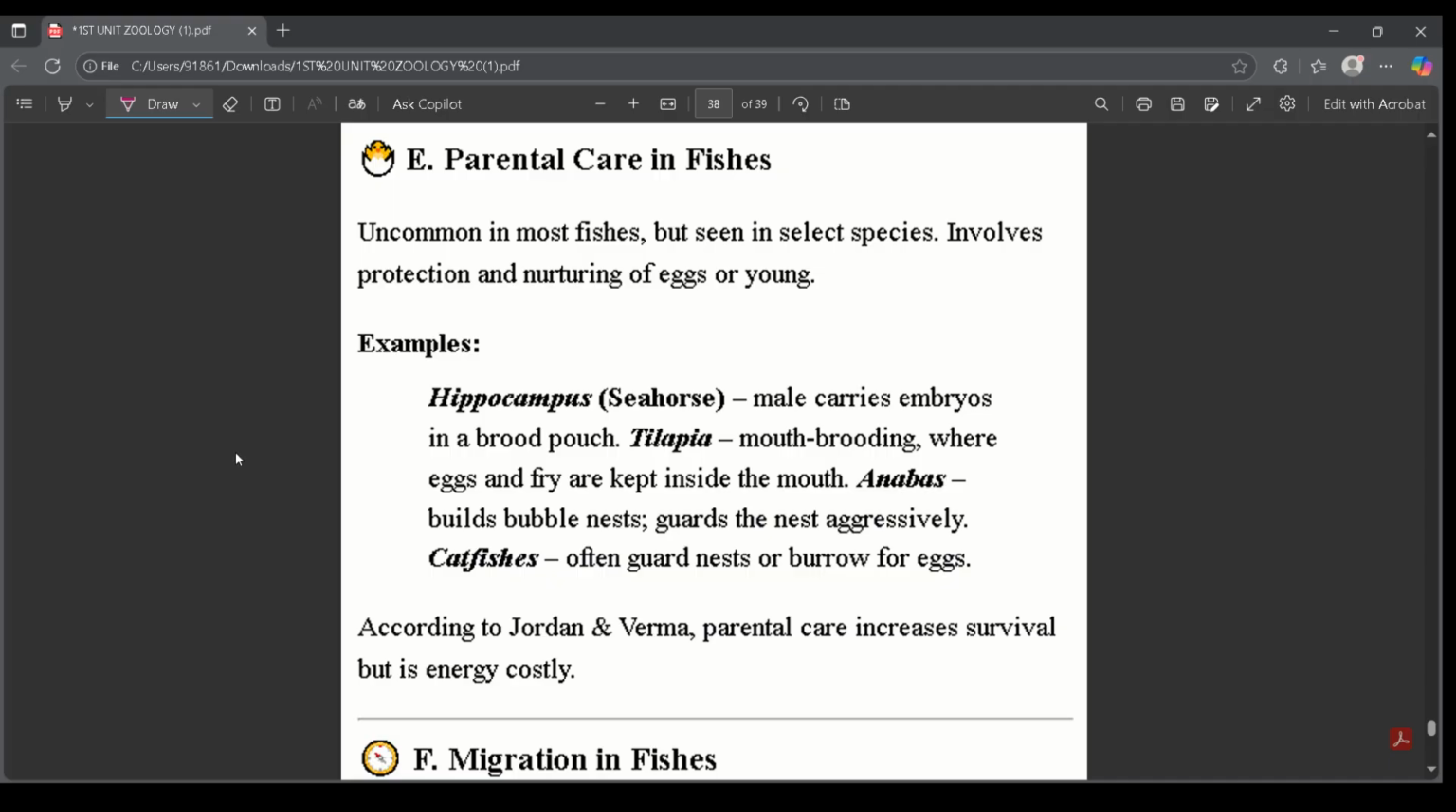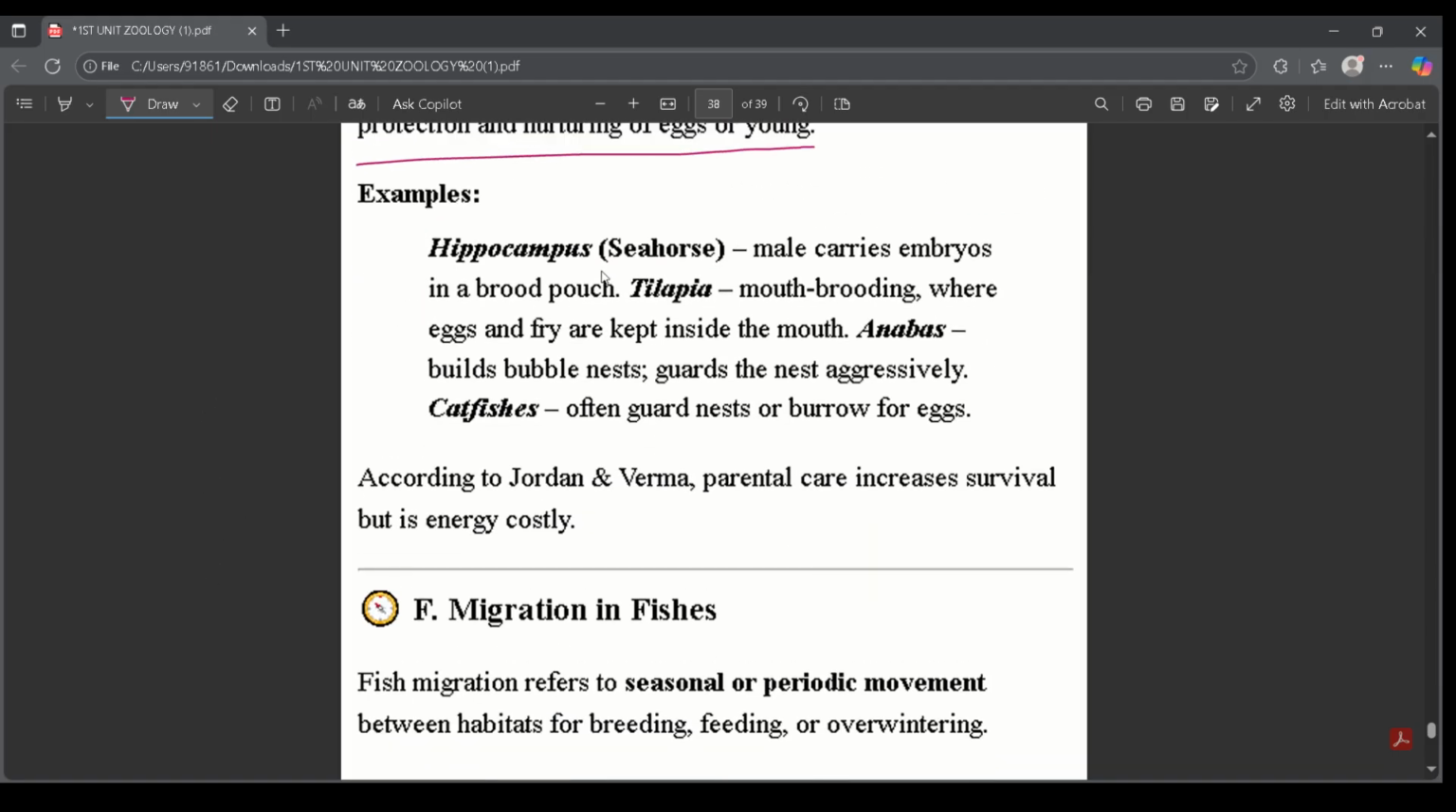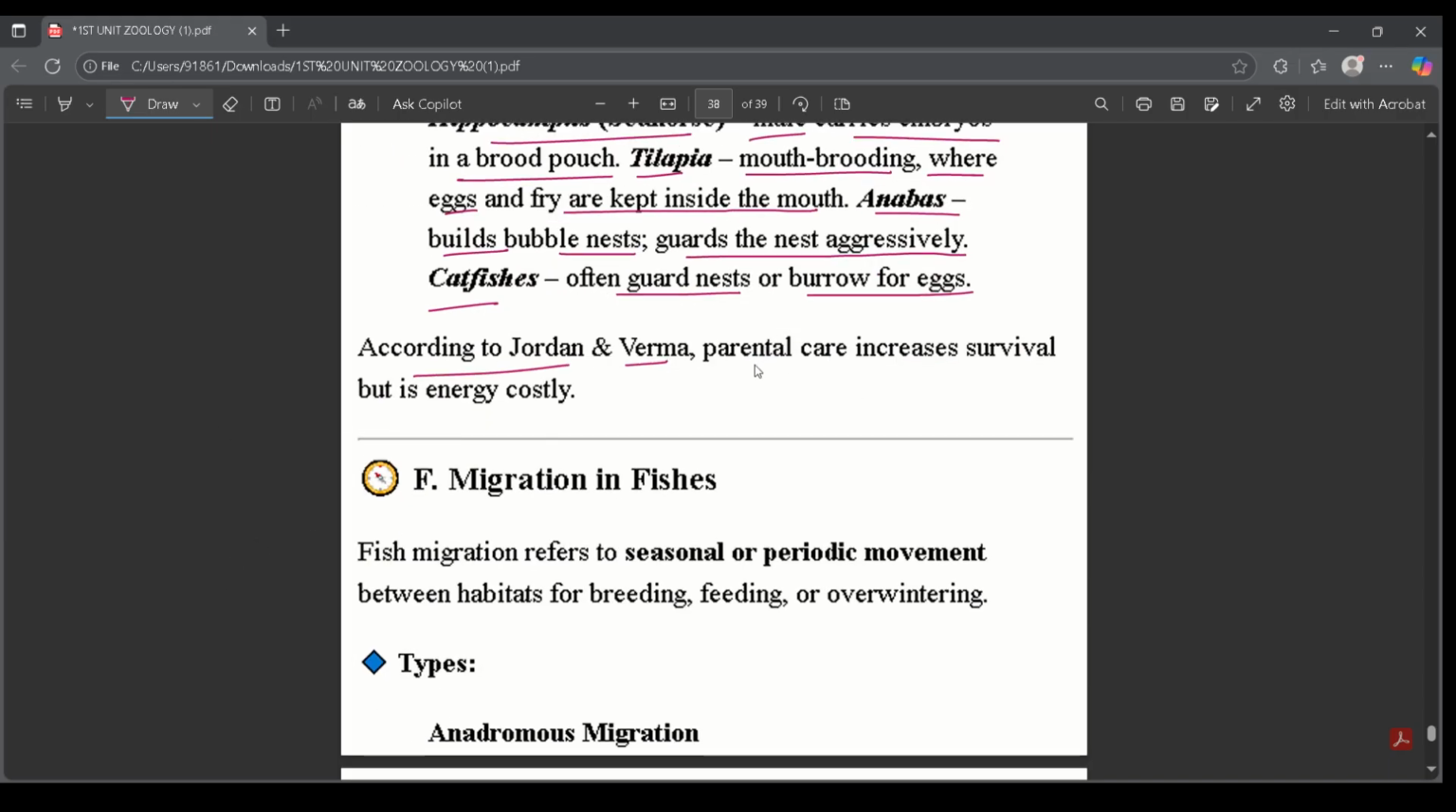Now we have parental care in fishes. It's quite uncommon in most fishes, but seen in selective species, involving protection and nurturing of eggs or young. Example is seahorse: the male carries the embryos in a brood pouch. And this is tilapia, I think, and I might pronounce it wrong again. Mouth brooding, where eggs and fry are kept inside the mouth. Anabas builds a bubble nest and guards the nest aggressively. Catfishes often guard a nest or burrow for eggs. According to Jordan and Verma, parental care increases survival, but it's energy costly.